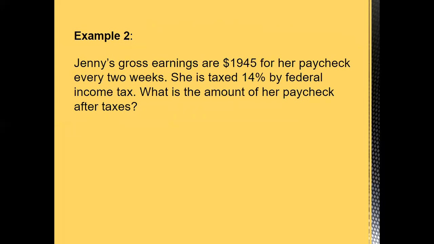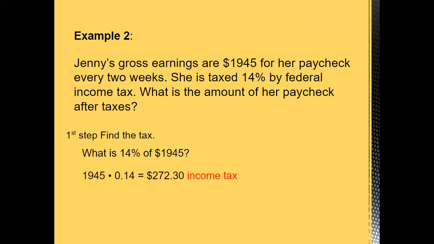So I now see that this question is going to require an additional step. But the same first step is true. I need to find the tax. So I need to figure out what is 14% of $1,945. Again, you guessed it. I need to convert that 14% into a decimal. Always convert your percents to decimals in these situations. So 14% as a decimal becomes 0.14 because I move the decimal 2 times to the left.